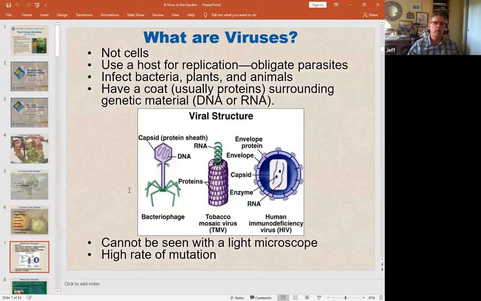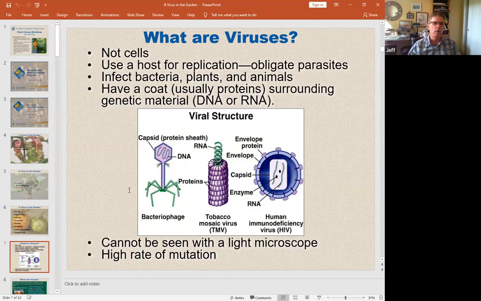So, what are viruses? They are not cells. They cannot reproduce on their own. They're obligate in their host. They rely on the host to reproduce themselves. And they can infect most things: bacteria, plants, animals. They have a coat to keep them warm on chilly nights. No, that's not true. It's usually composed of proteins, and it has heritable or genetic material in the center. It's either DNA or RNA.